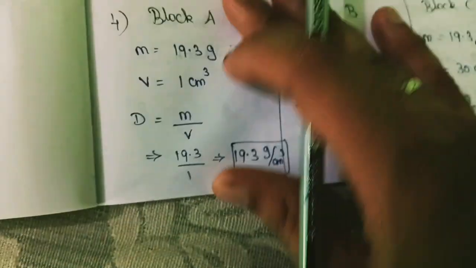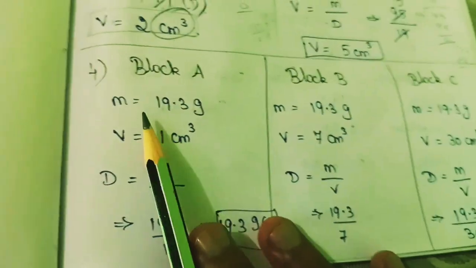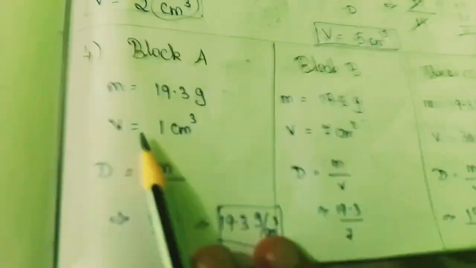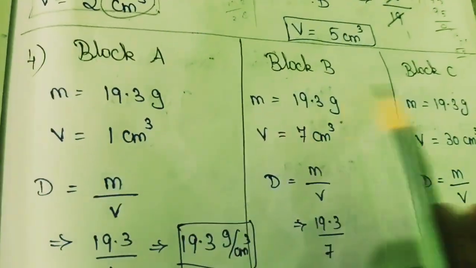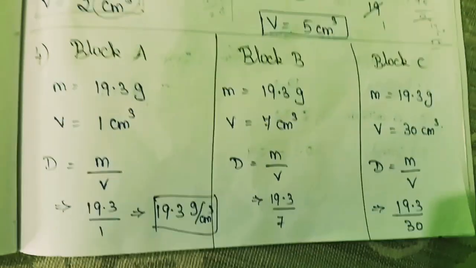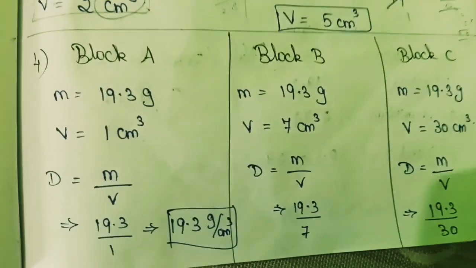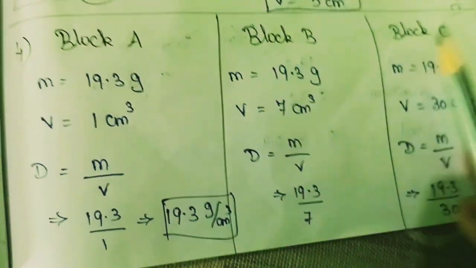Now fourth problem. There are three blocks: block A, block B, block C. They have given data. Mass is equal to 19.3 gram, volume is equal to 1 centimeter cube, and mass is equal to 19.3. So common mass is given. Volume alone varies for all three blocks. We are supposed to find the density of all three, as well as find what kind of substance block A, block B, and block C are.